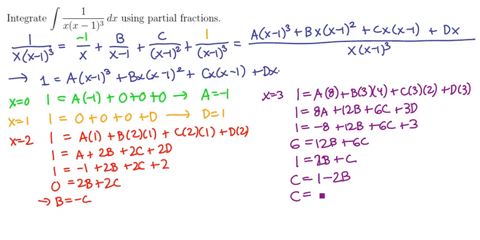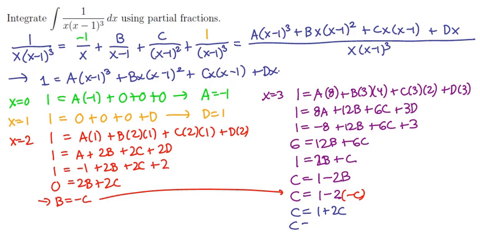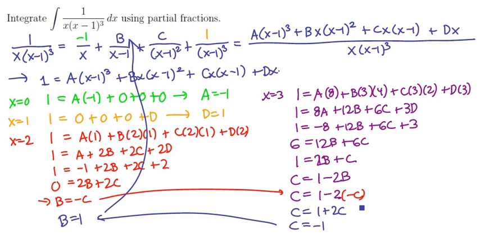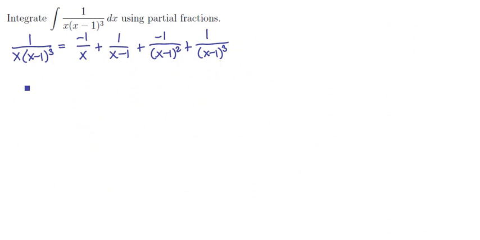Now we already know what b is from our previous calculation. It's equal to negative c. So this becomes the equation c is equal to 1 plus 2c. That means that c is equal to a grand total of negative 1. And now that we know c, we know b. b is minus minus 1. All the coefficients are found. We can replace b with a 1, c with a minus 1, and we have a partial fractions expansion.